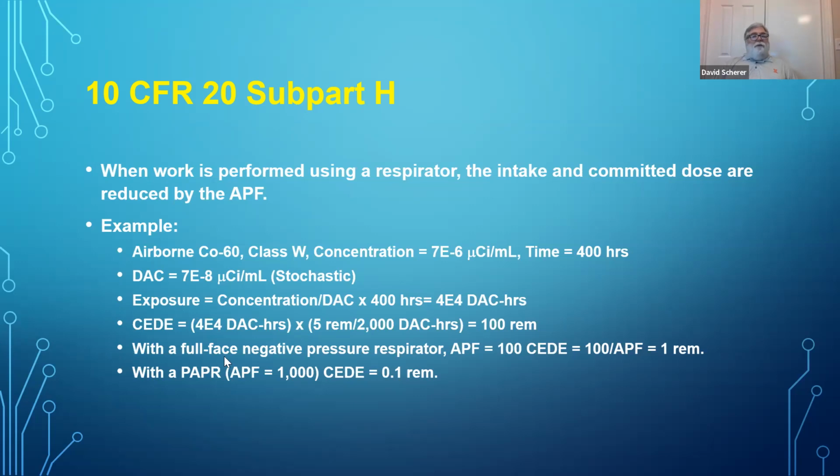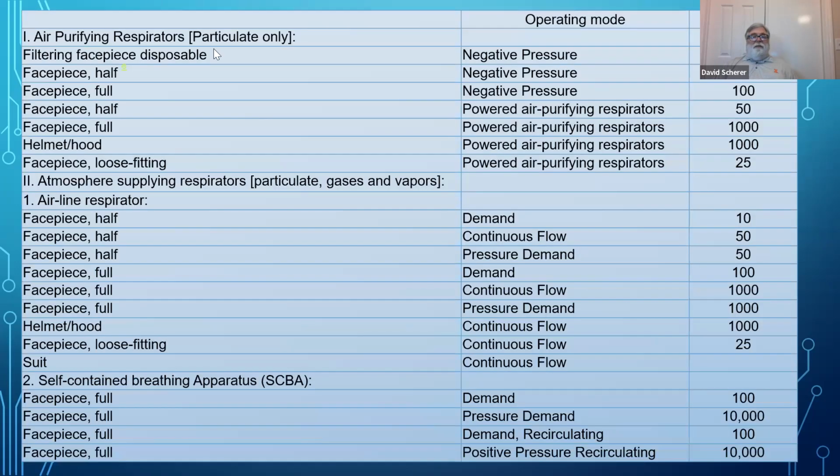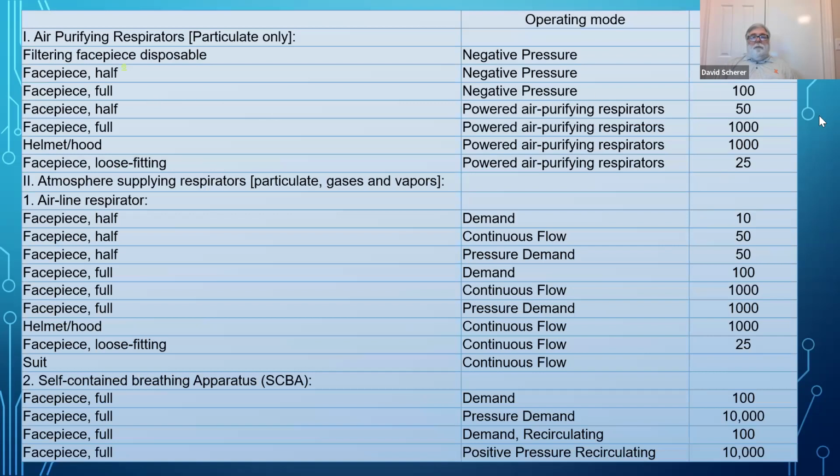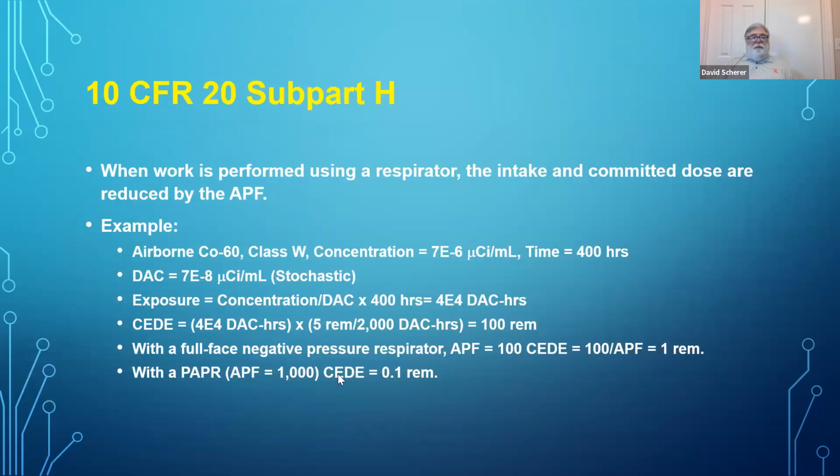But if they wear a full face negative pressure respirator, the APF for a full face negative pressure respirator is 100. So we reduce that by a factor of 100. It's 1 rem. If they wear a powered air purifying respirator, the APF is 1,000. With full face PAPRs, their effective dose equivalent would be 100 millirem. So it reduces the exposure quite a lot. And we use this in calculating what the annual doses would be.